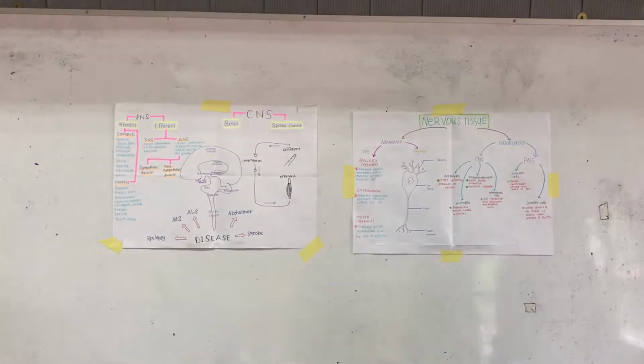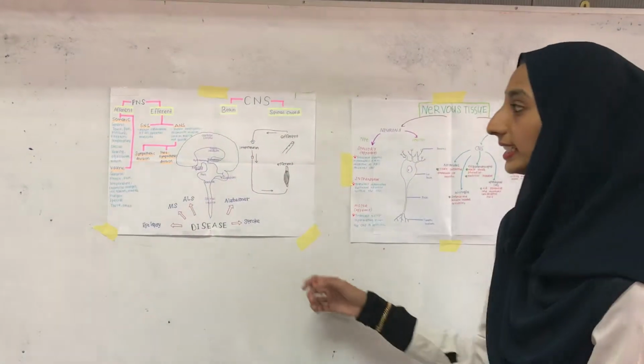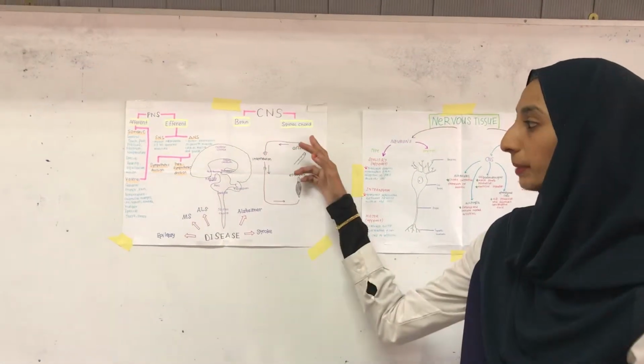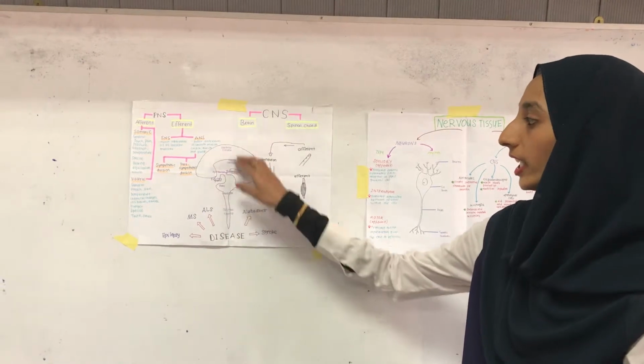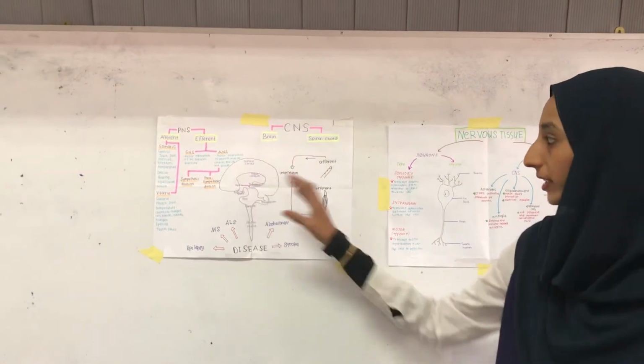Okay, next we move to the CNS. CNS has two parts, brain and spinal cord. So this is the general view of our brain.